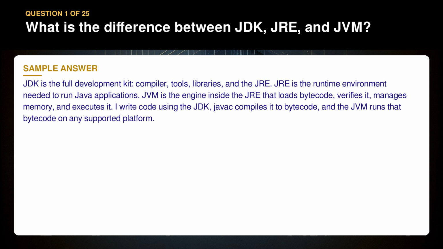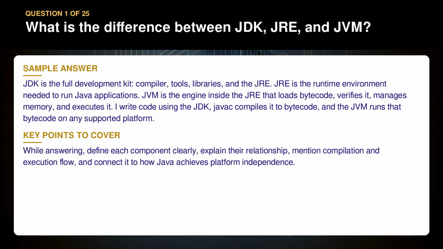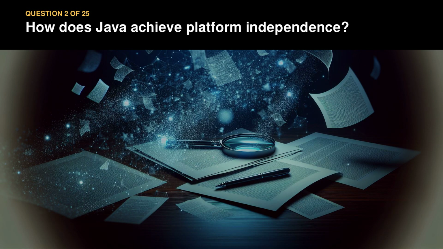I write code using the JDK, Javac compiles it to bytecode, and the JVM runs that bytecode on any supported platform. While answering, define each component clearly, explain their relationship, mention compilation and execution flow, and connect it to how Java achieves platform independence.